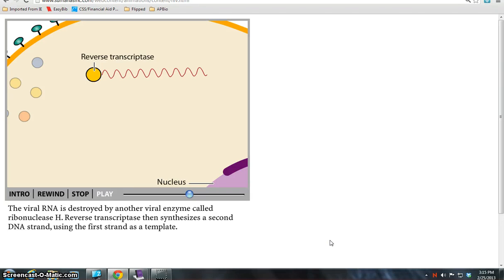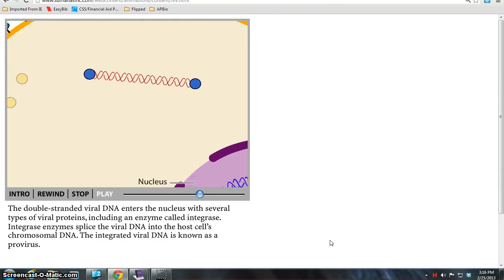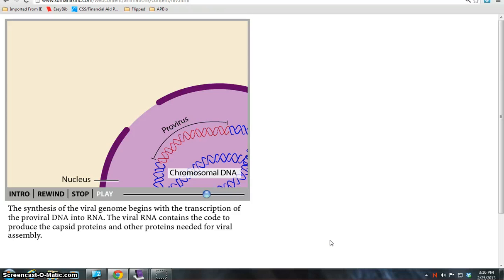Reverse transcriptase then synthesizes a second DNA strand, using the first strand as a template. The double-stranded viral DNA enters the nucleus with several types of viral proteins, including an enzyme called integrase. Integrase enzymes splice the viral DNA into the host cell's chromosomal DNA. The integrated viral DNA is known as a provirus. The synthesis of the viral genome begins with the transcription of the proviral DNA into RNA.